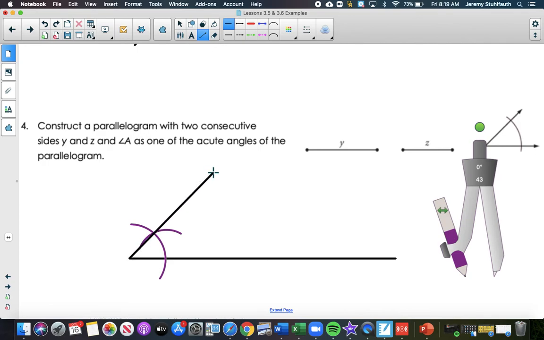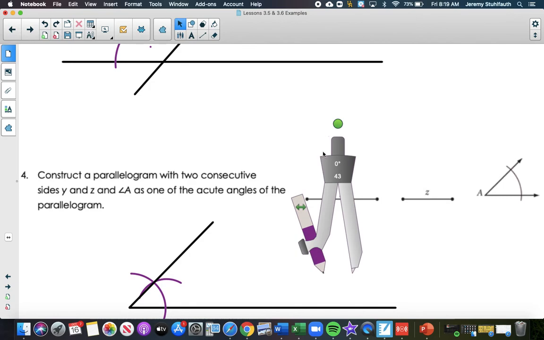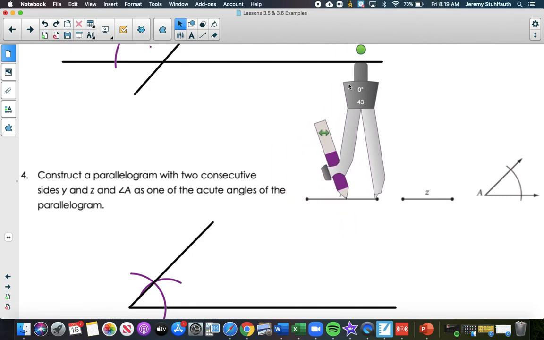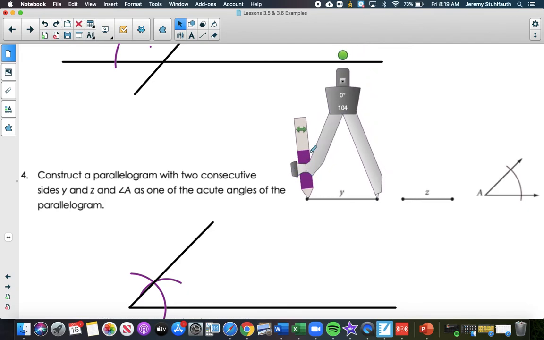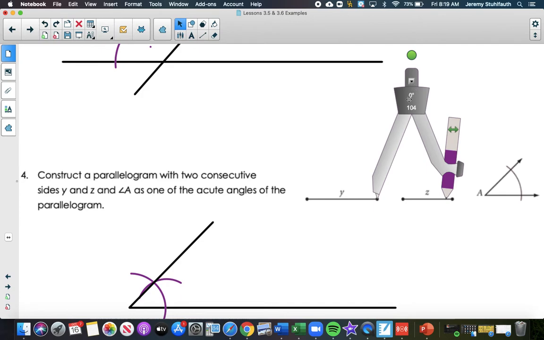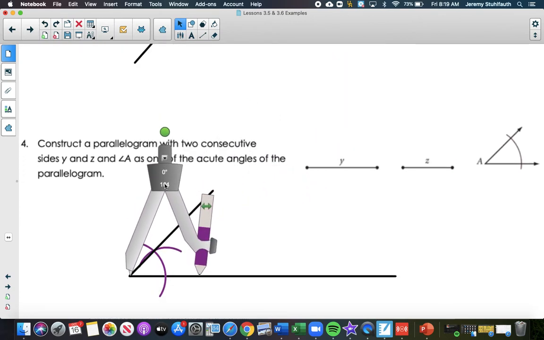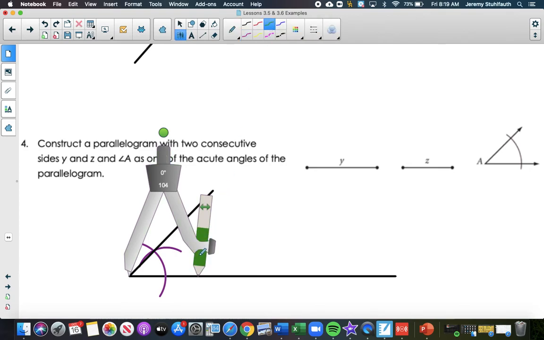Now, what we need to do is mark where the two sides of our parallelogram are going to fall. So we'll make side Y, the longer side, show up on the bottom of our parallelogram. So we adjust our compass to that length. We take our compass down to here. We will change the color so we can distinguish between those, so we'll make it green. There we go. We'll make that mark. So there's a length of side Y.